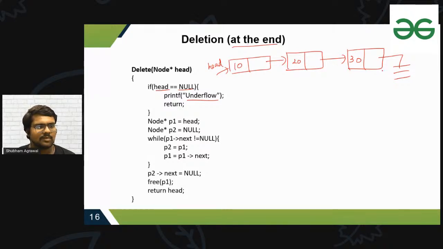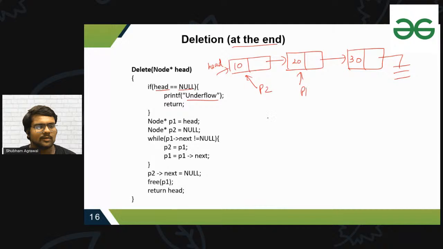Now let's delete the element from the end of the list. We have P1 which is pointing to head, and P2 which is currently pointing to null. Then we check whether P1 of next is not equal to null. It is not equal to null, so we assign P1 to P2, so P2 is again pointing to this, and P1 will point to P1 of next, so P1 will point to here.